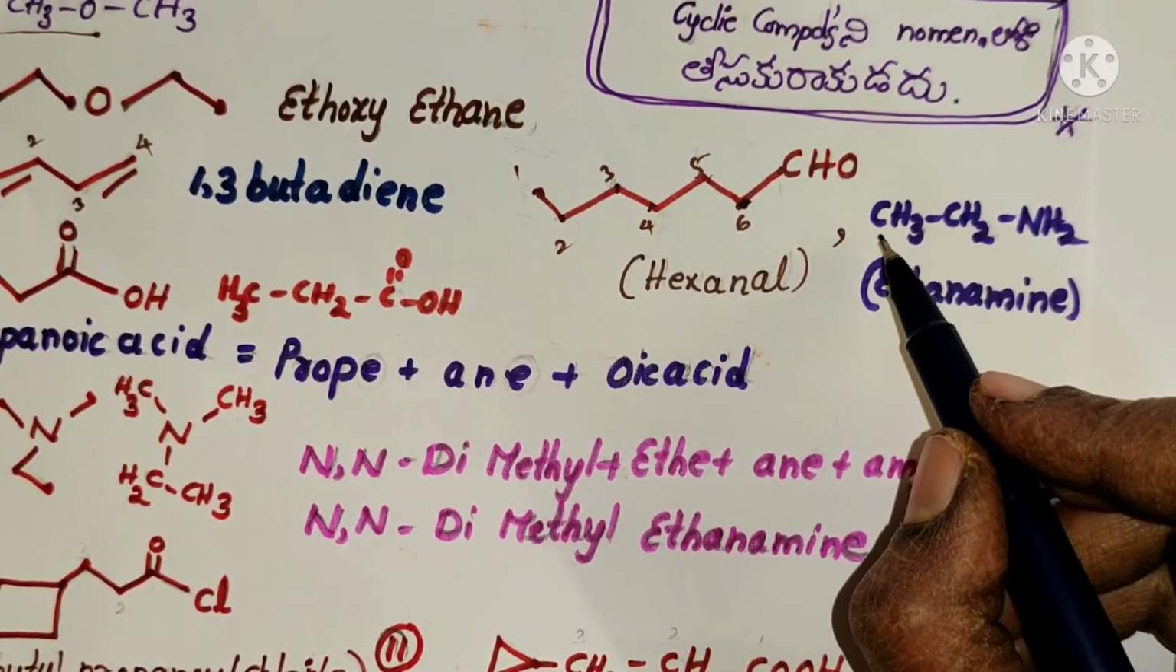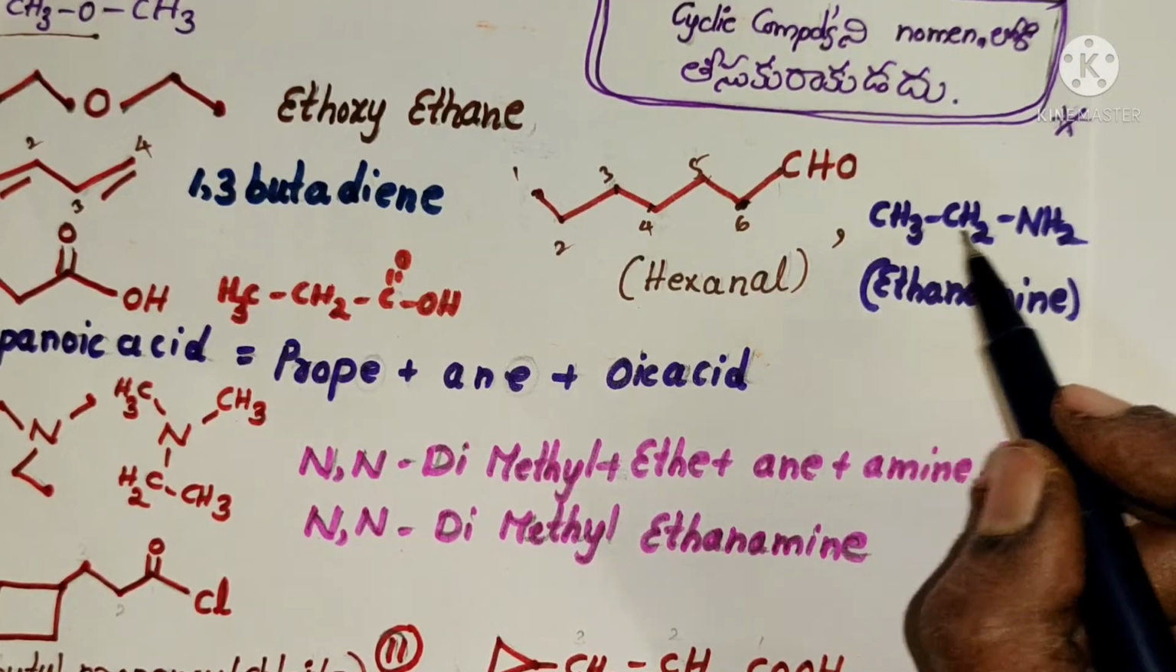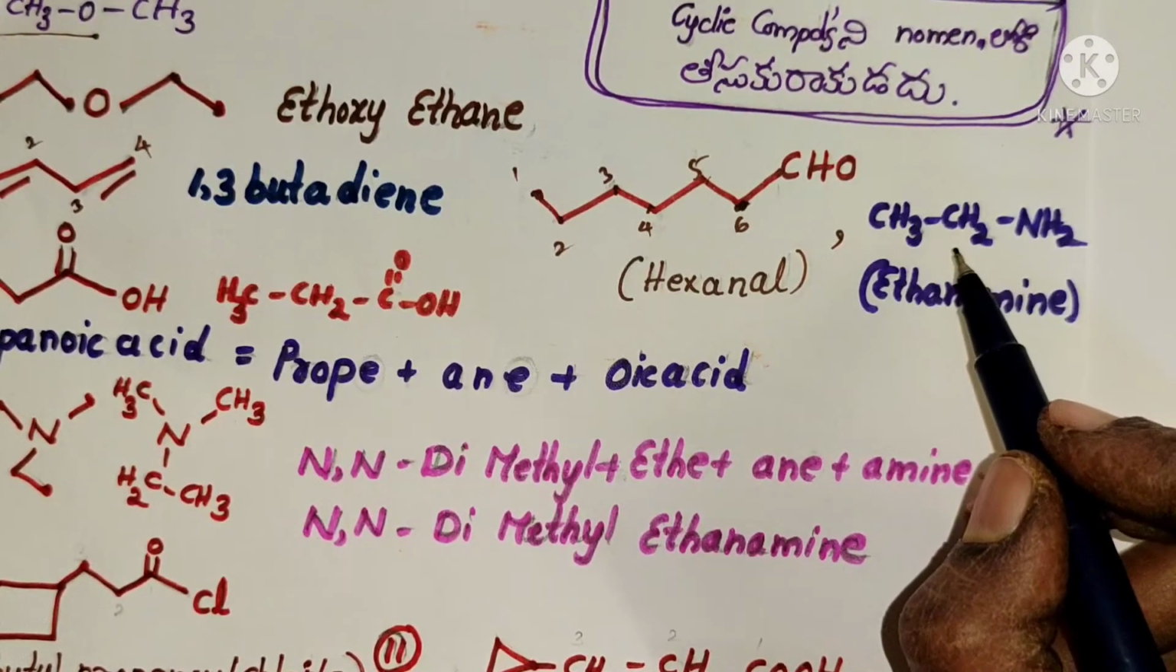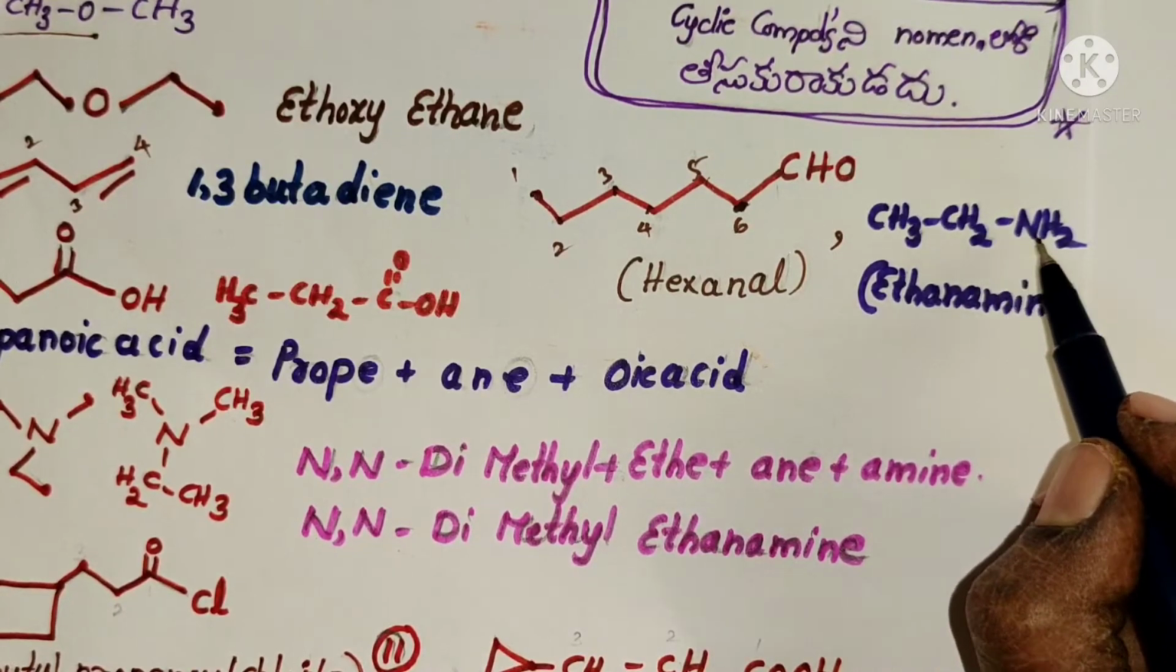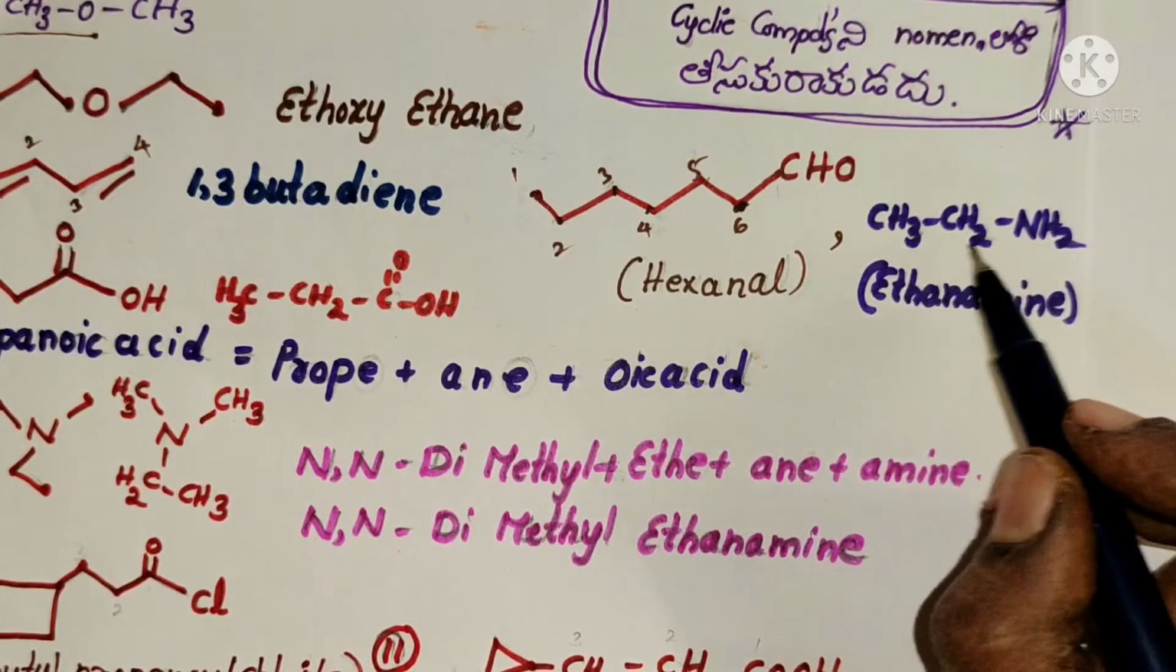So 1 carbon is meth, 2 carbons is eth. In between these only single bonds are there. Next, it is bonded with NH2, the amine, nothing but ethanamine.